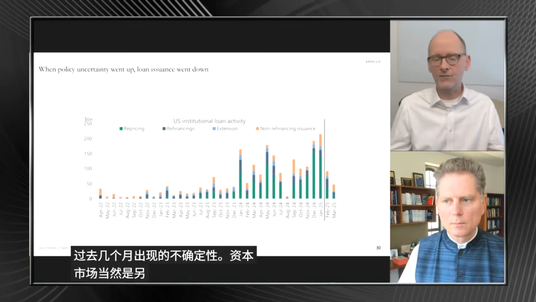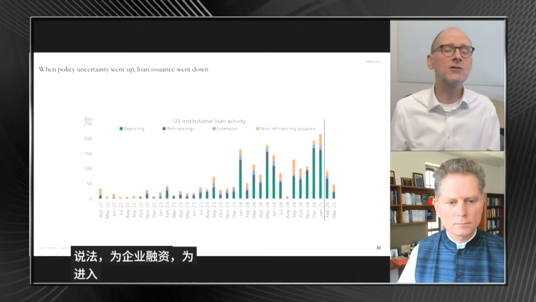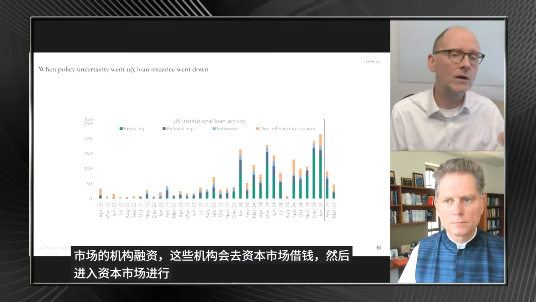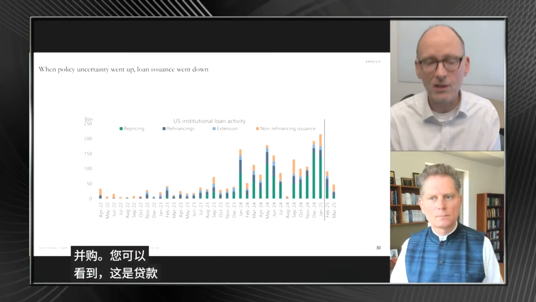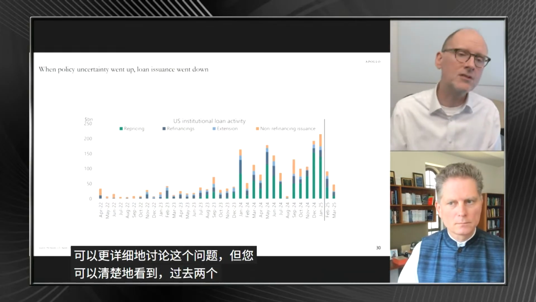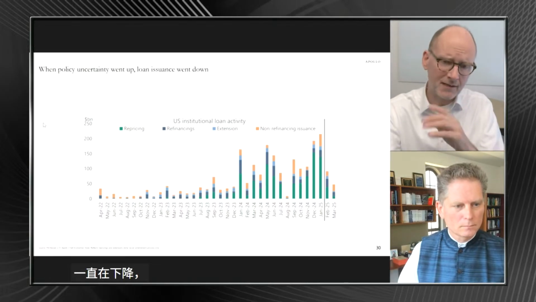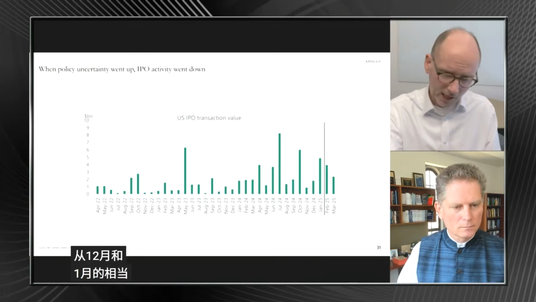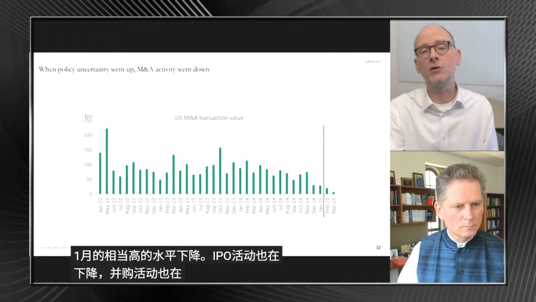And capital markets, of course, is a different way of saying financing for firms, financing for institutions that go to the capital market and borrow some money, that go to the capital market and do IPO, or go to the capital market and do M&A. And you can see here, this is loan issuance. And we can discuss this in more detail, but you can see very clearly issuance of loans has been going down in the last 2 months from a fairly significant high level, both in the month of December and January. IPO activity has also been going down, and M&A activity has also been going down.